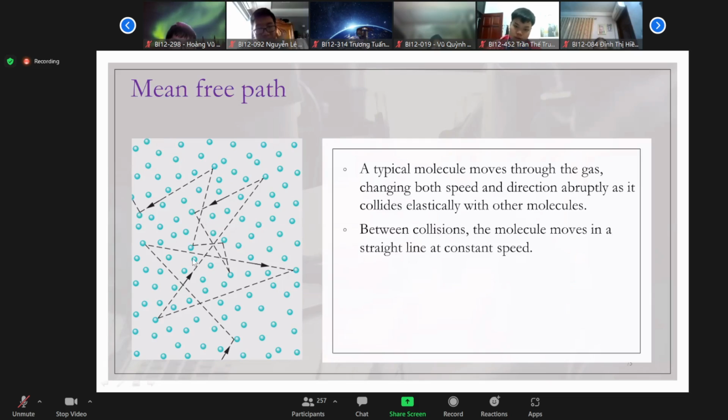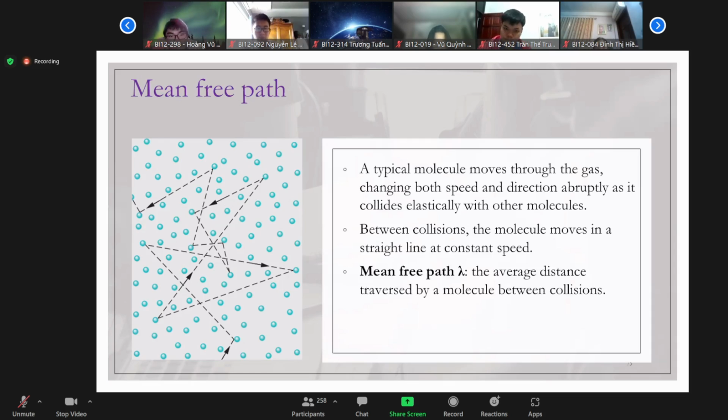Of course, between the collisions, because we already eliminate the force, the interaction between two molecules, the molecule moves in a straight line. And we consider that this speed is constant. The path from here to here is constant speed, here to here is constant speed. Of course, the speed here should be different than the speed here. But during the collisions, we assume that speed is constant.